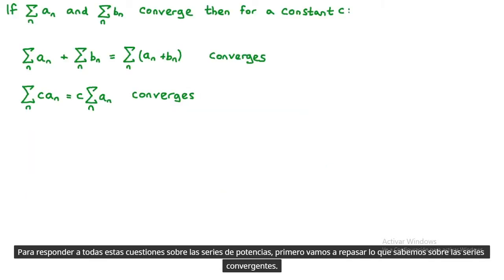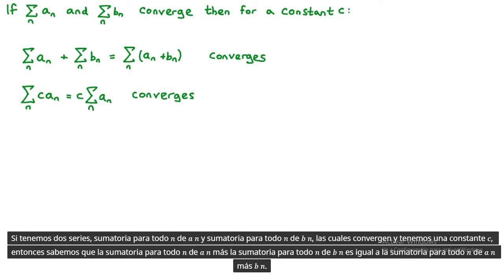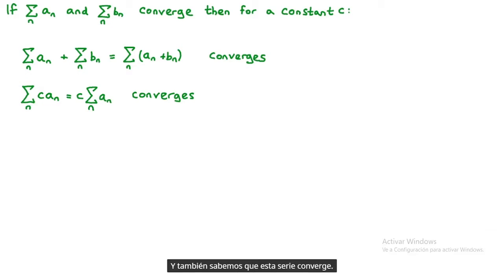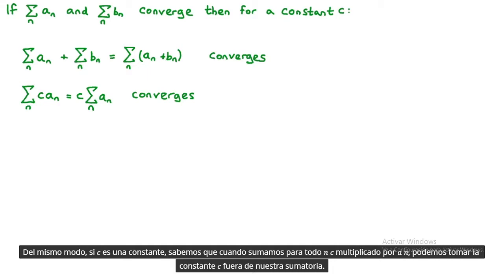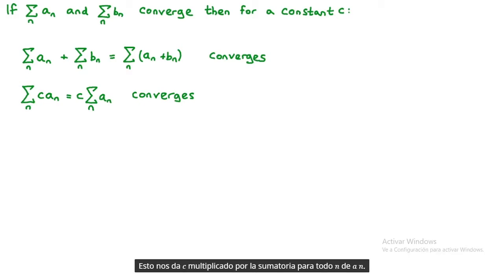To answer these questions about power series, let's consider what we already know about regular series. If we have two series, the sum over n of an and the sum over n of bn, which converge, and we have a constant c, then we know the sum over n of an plus the sum over n of bn is equal to the sum over n of an plus bn, and we also know that this will converge. Similarly, since c is a constant, when we're summing over n, c multiplied by an, we can take the constant c outside our sum. This gives us c multiplied by the sum over n of an, and this also converges.